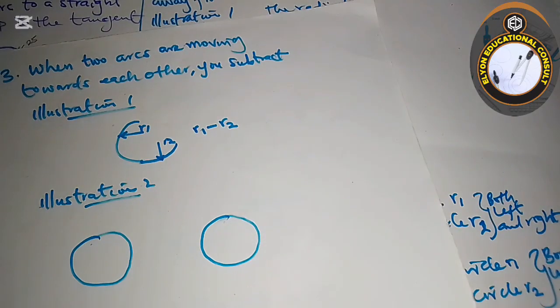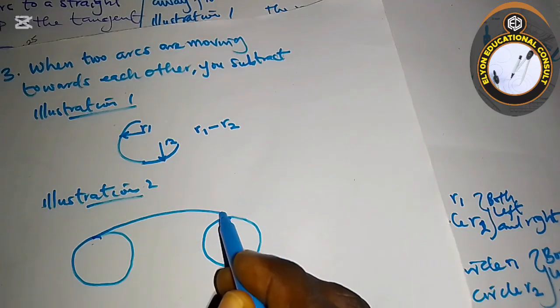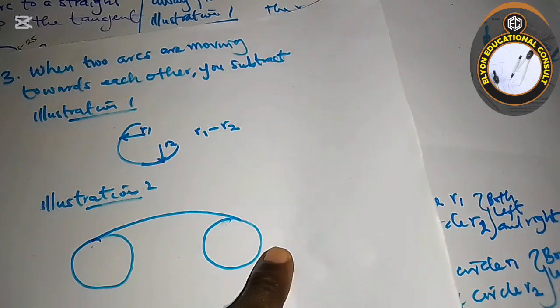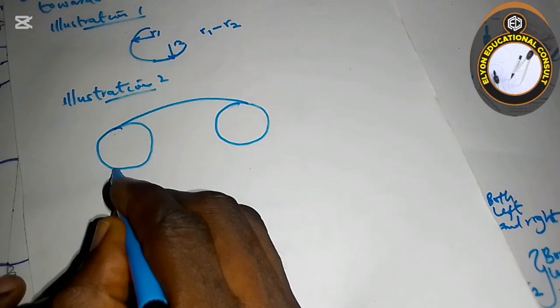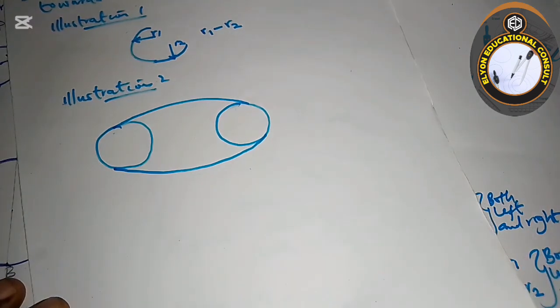Both circles can be equal or unequal. Then if you have an arc coming this way, hugging this circle, as you can see here, then you have another one at this base like this, hugging it like this. Okay, you see this scenario now.